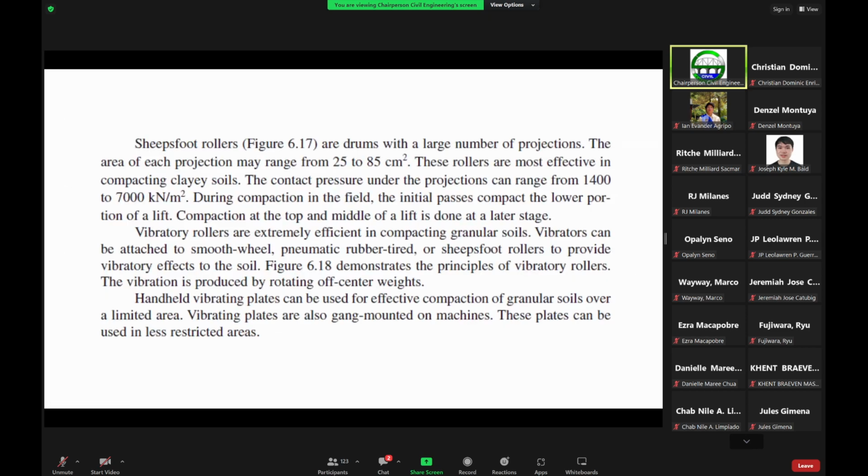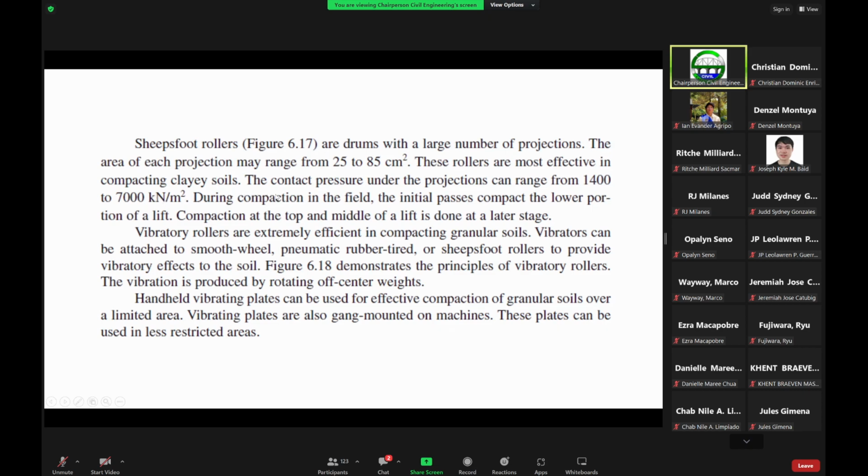Now, these rollers are most effective in compacting clay soils. Now, the contact pressure under the projections can range from 1,400 to 7,000 kilopascals.